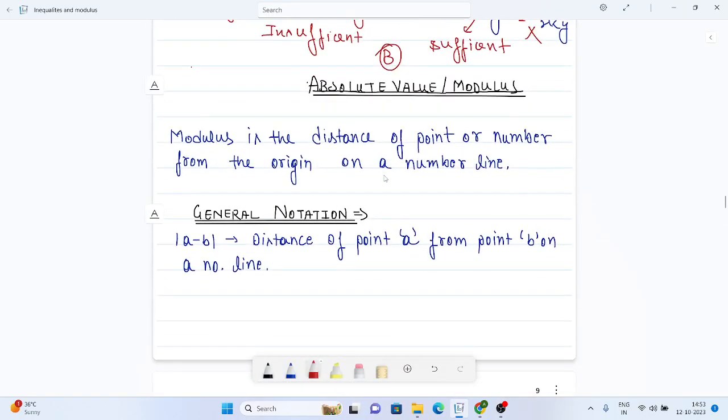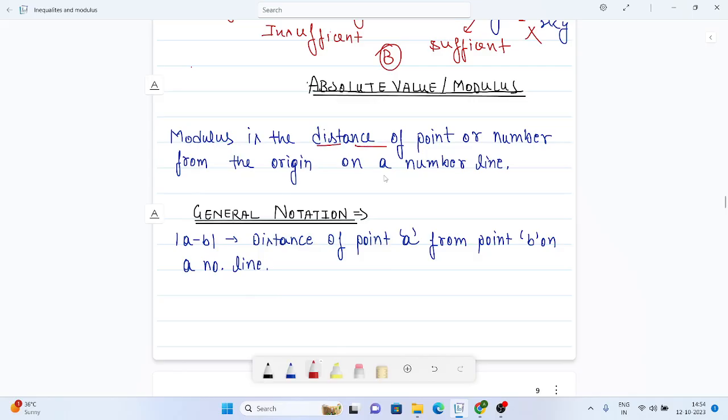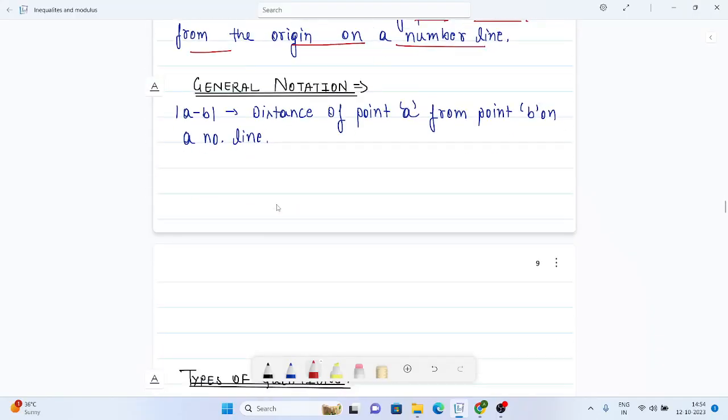So what is the definition of modulus? Modulus is the distance of a point or number from the origin on a number line. What he means to say, I tell you.